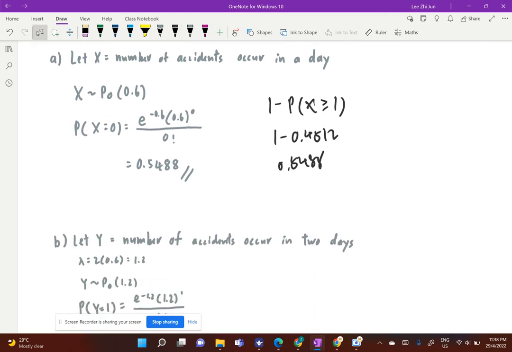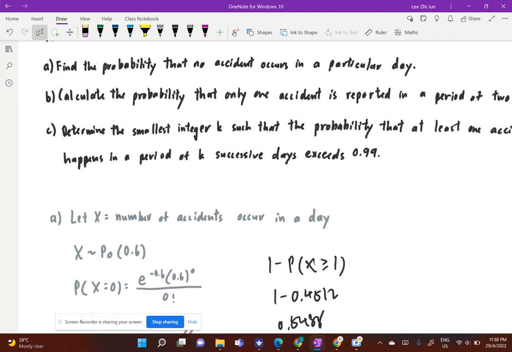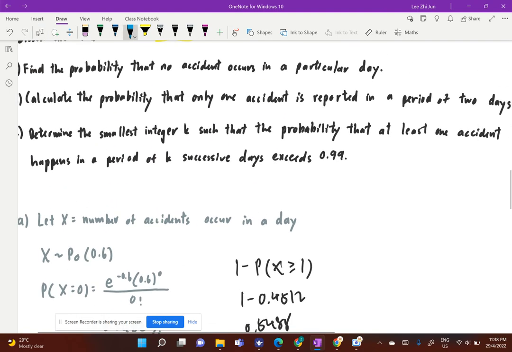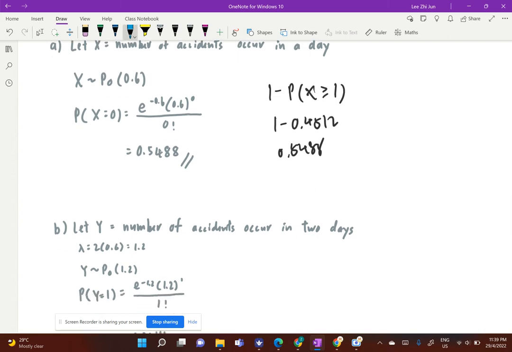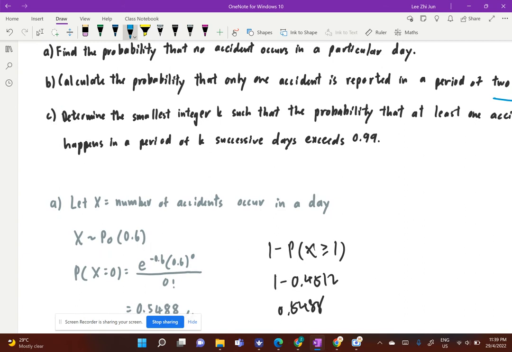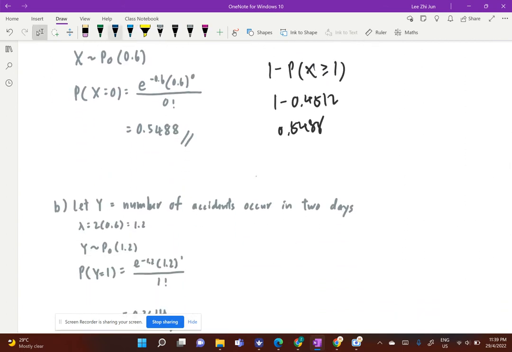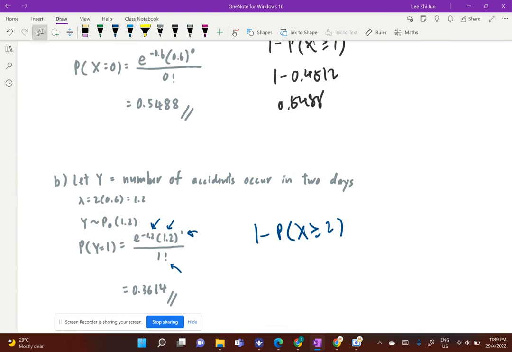And B, let Y. Why do I let Y? I can no longer use this X as my event, because this 1 day becomes 2 days. So assume the lambda will be 2 times 0.6 equals 1.2. So for this Poisson, lambda will be 1.2, and only one accident is reported, so Y equals 1. Or use the table, P(X larger or equal to 2). So lambda 1.2, and x equal to 1. So I'll get 0.3614.